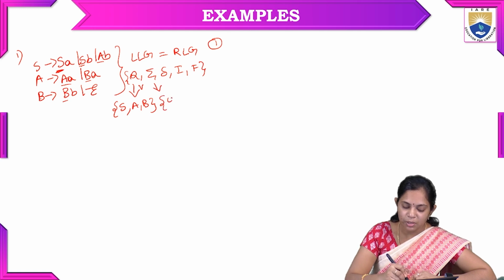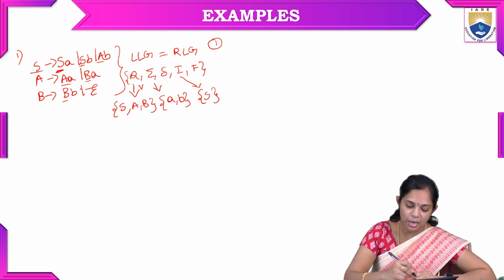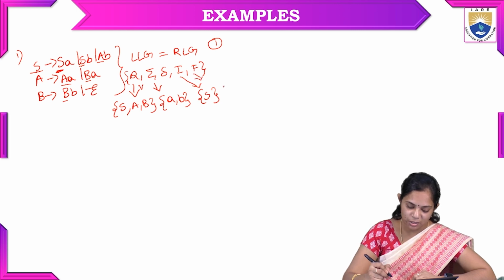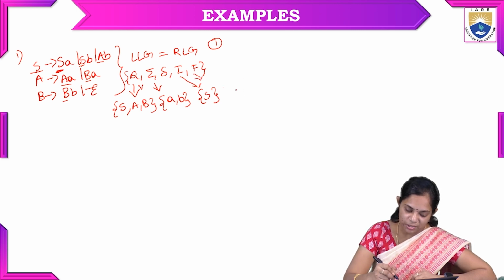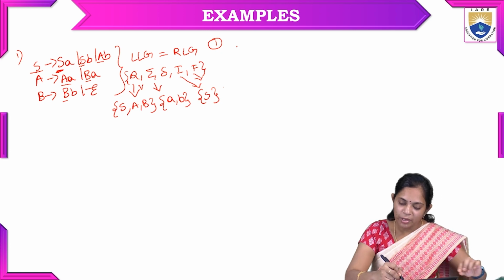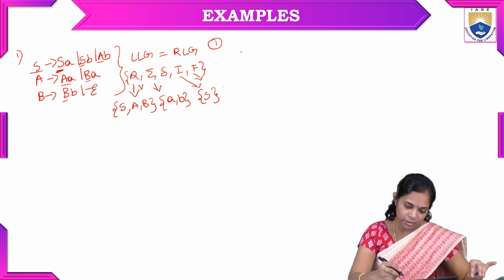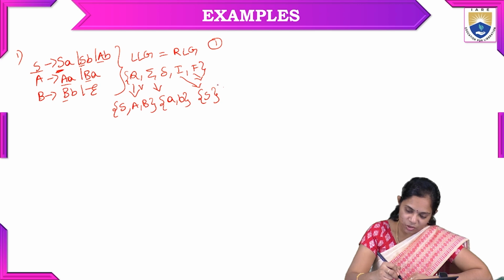And sigma is nothing but input symbols. What is the input symbol? A, B are the input symbols, and transition functions we will write. And I is equal to, we are starting with the production rule S, that is nothing but the initial state, and the final state. So we have to find the final state. So there are no final states here, and we will write the transition diagram for this one. First write the transition diagram.